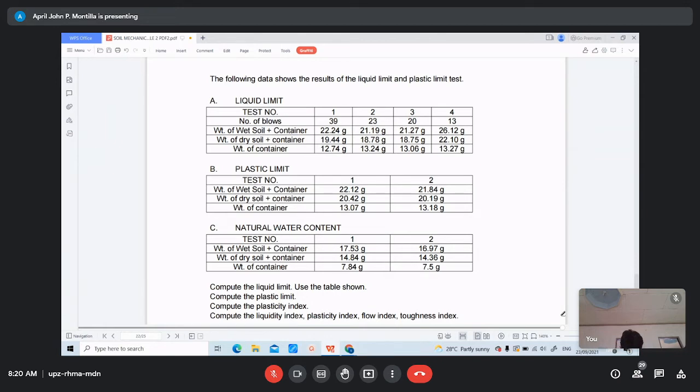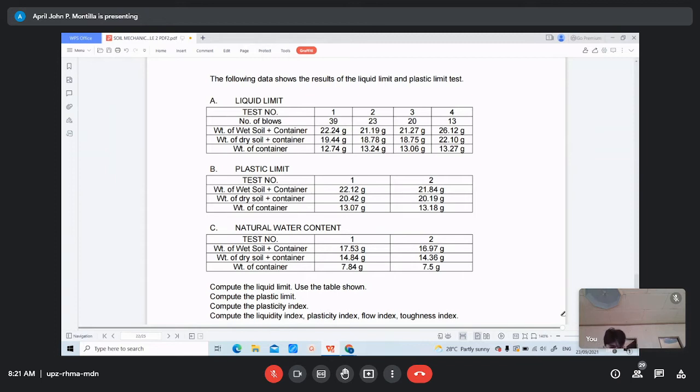The weight of the wet soil plus container in test number 1 equals 22.12 gram. In test number 2, 21.84 gram. The weight of dry soil plus container in test number 1, 20.42 gram. In test 2, 20.19 gram. Weight of container in test 1, 13.07 gram. In test 2, 13.18 gram.